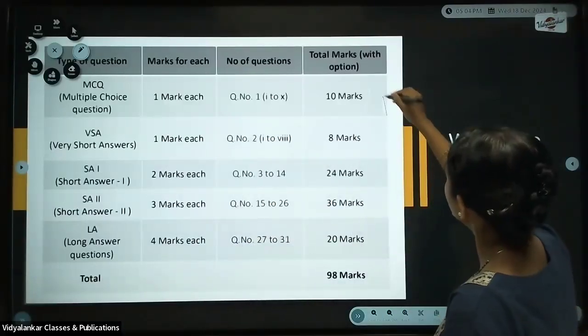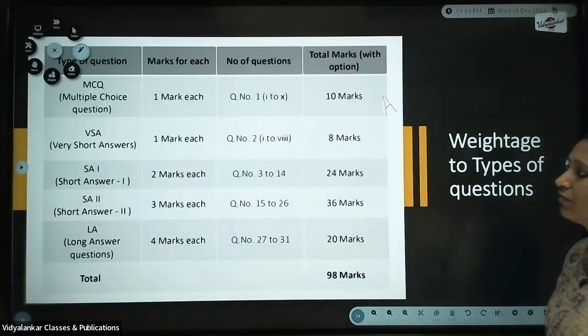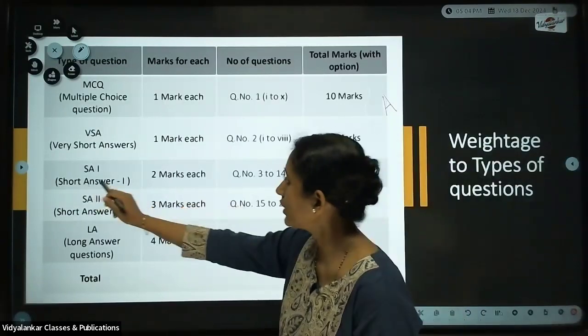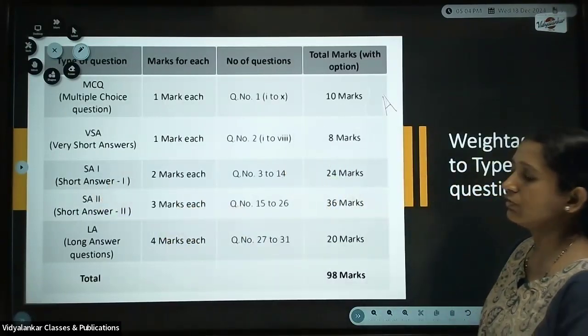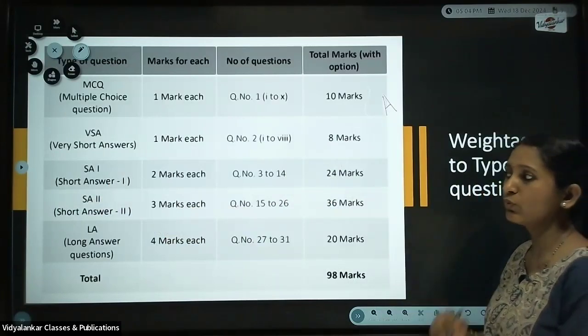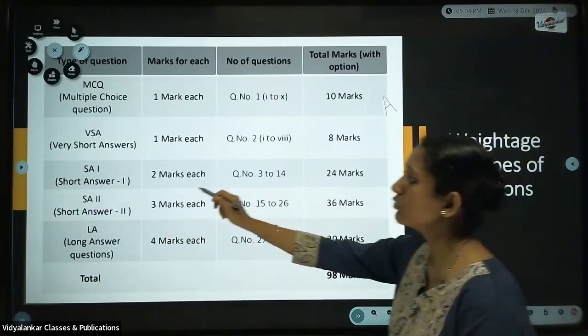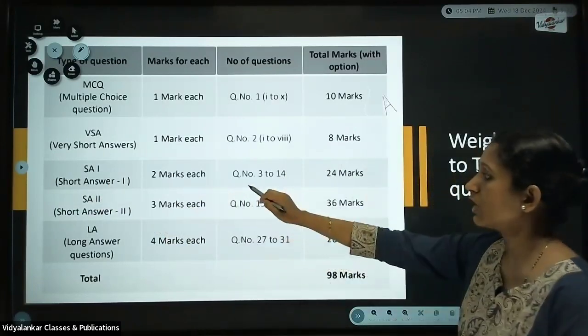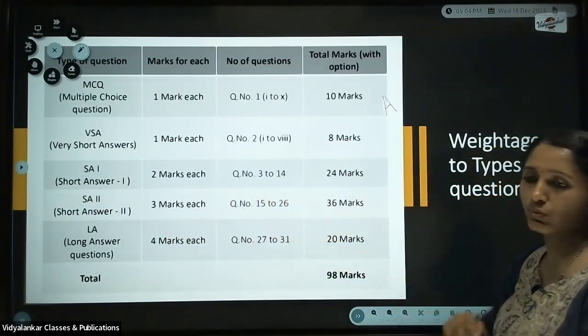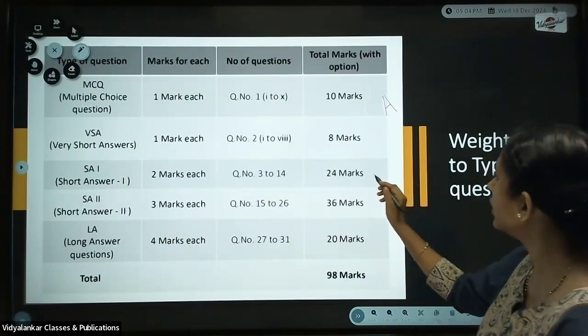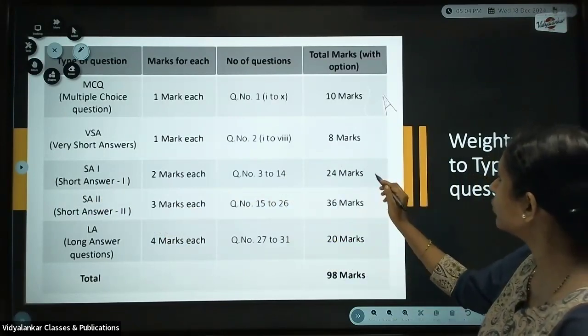Okay, so this is our section A. After that, the next is short answer type 1 questions, where you get 12 questions from which you are expected to attend any 8. This comes to section B. It starts with question number 3 and ends with question number 40. So overall, the section is for 24 marks.